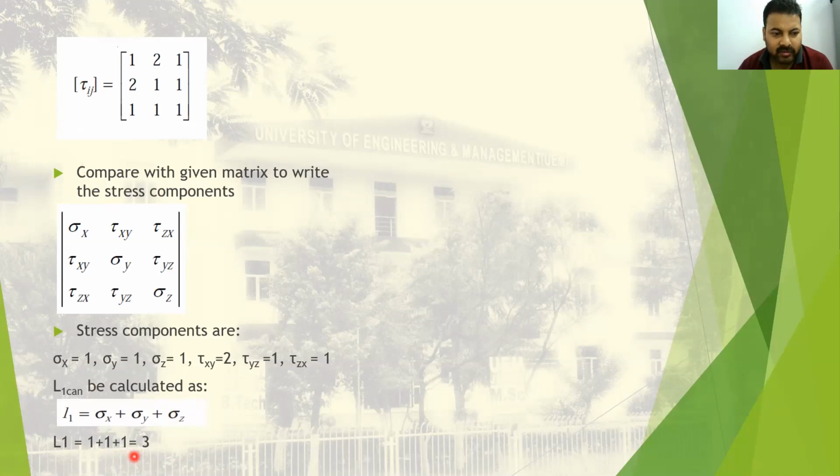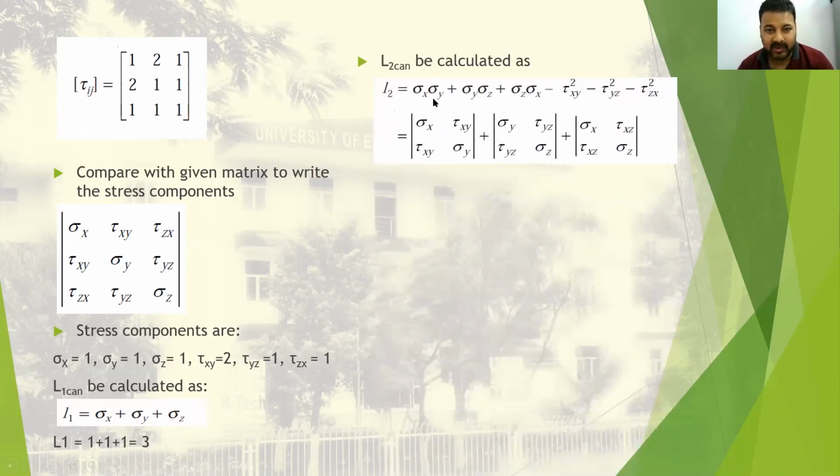Now in the next step we need to calculate L2 in order to form the cubic equation, as well as L3. L2 can be found as you can see, the formula is sigma x sigma y plus sigma y sigma z plus sigma z sigma x minus tau square xy minus tau square yz minus tau square zx. Or you can also use the cofactor method. You can use this method or this method. So let's use this method in order to find the value of L2, the second stress invariant.